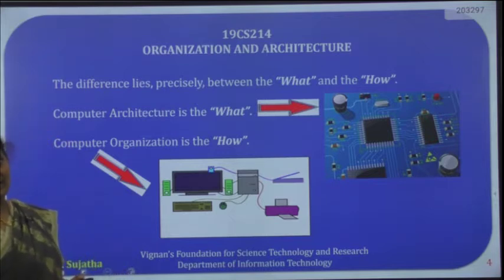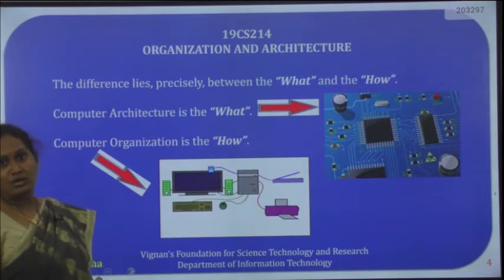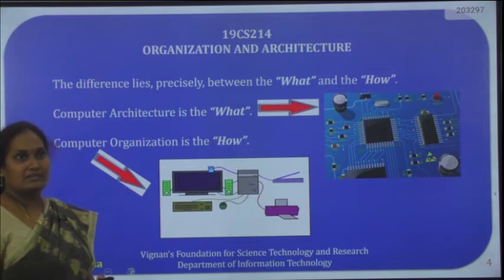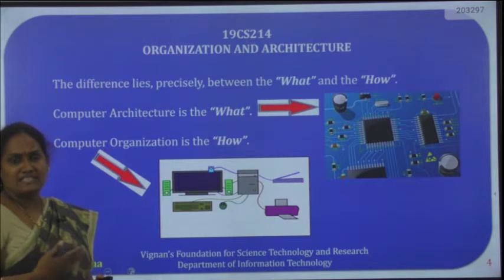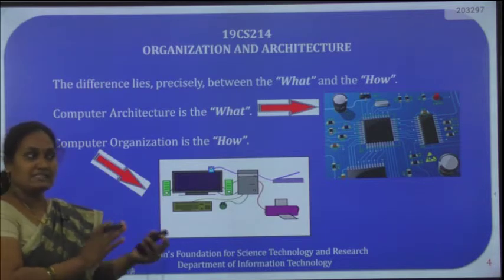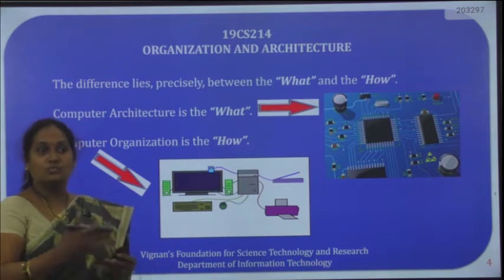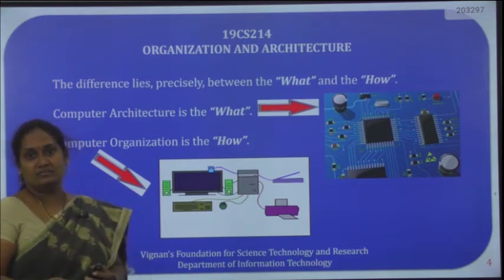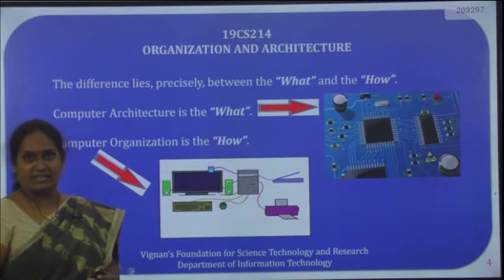Coming to organization, computer organization explains how all those are working, how a multiplication can be implemented, how an addition can be implemented, how the instruction cycle will be executed. What things are there is to be explained by architecture; how they are working and how they are implemented is to be explained by organization.